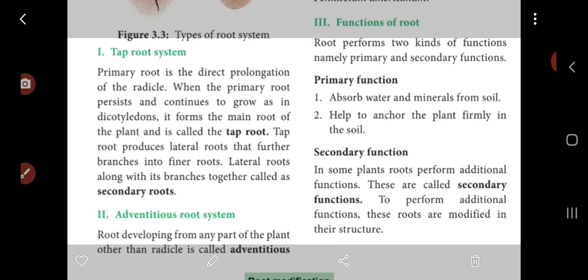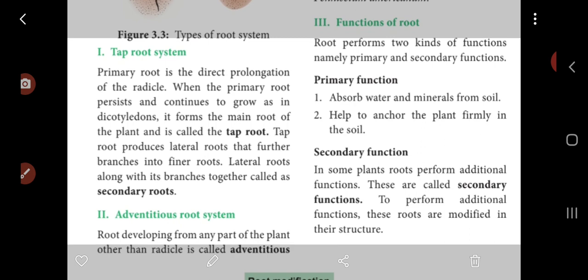What are the primary functions? Absorption: absorb water and minerals from the soil. That is the first primary function. The second one: help to anchor the plant firmly in the soil. These are its primary functions. They can ask for two marks: primary functions of the root. So you have to write these two points.